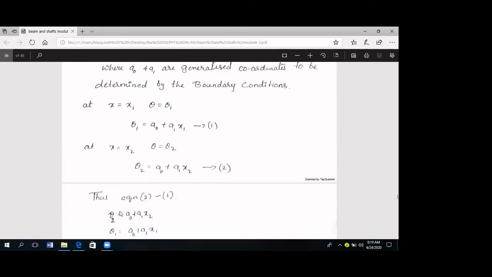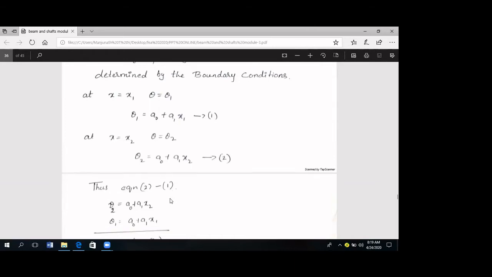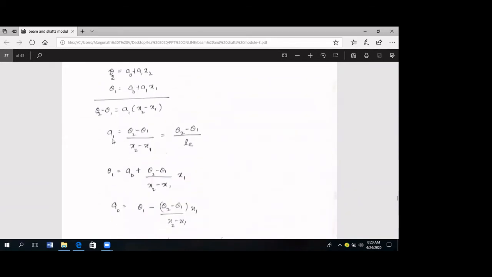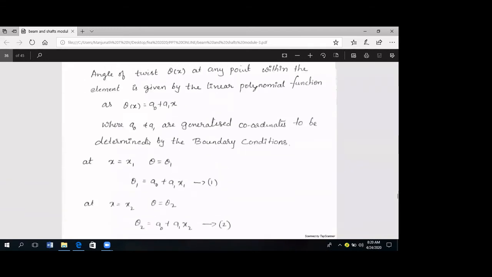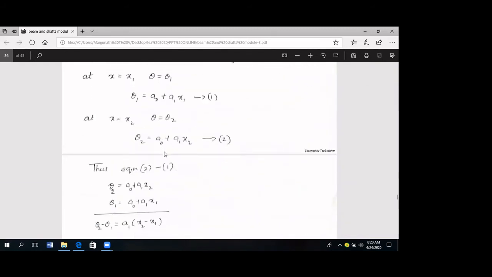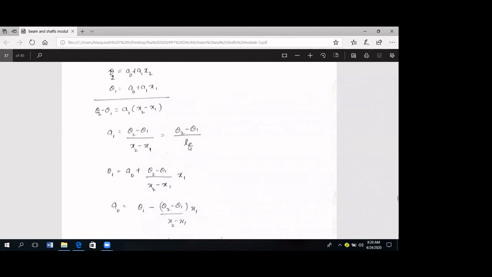Then equation number 2 is subtracted from equation number 1. Substituting, we get theta 2 minus theta 1 equal to, a naught gets cancelled, so a1 x2 minus a1 x1. Taking a1 as a common factor, a1 into x2 minus x1. Simplifying, a1 is equal to theta 2 minus theta 1 divided by x2 minus x1. From the geometry, we can see that x2 minus x1 is equal to the element length, so we can write LE in place of x2 minus x1.